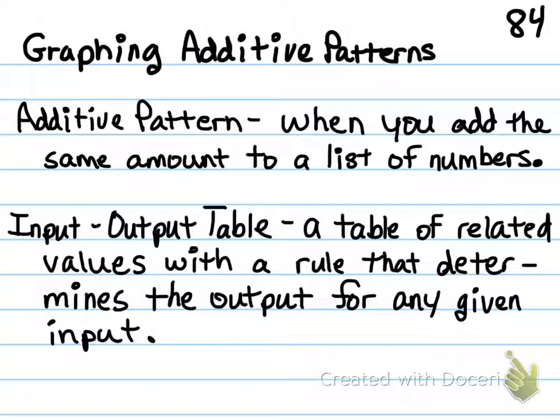We have two vocabulary terms that we need to go over really quickly before we get started. The first one is additive pattern, which means when you add the same amount to a list of numbers. The second one is input-output table, which is a table of related values with a rule that determines the output for any given input. As we go through our notes, these terms will be used and they will make more sense as we experiment with them.